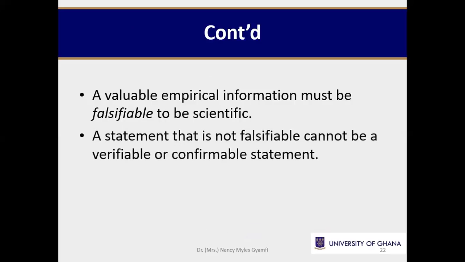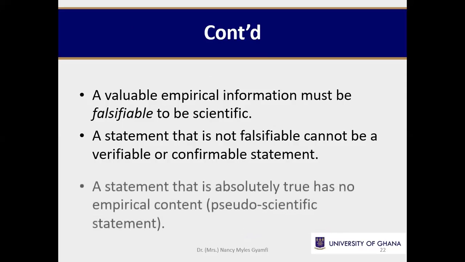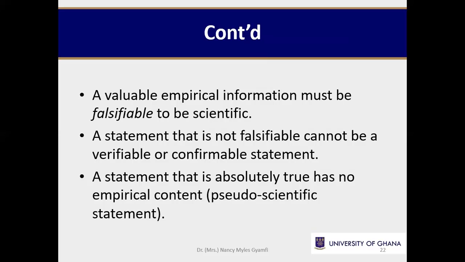Okay, so a valuable empirical information must be falsifiable to be scientific. Falsifiability makes it scientific. We have said all that. A statement that is not falsifiable cannot be a verifiable or confirmable statement. You see, whether verifiable or confirmable, we already said that they are testable, they are falsifiable. They can be either true or false. It's just a degree of empirical content that distinguishes one from the other. So a verifiable statement is still what? Scientific. A confirmable statement is still scientific. The only difference is one is more useful to the scientist than the other.